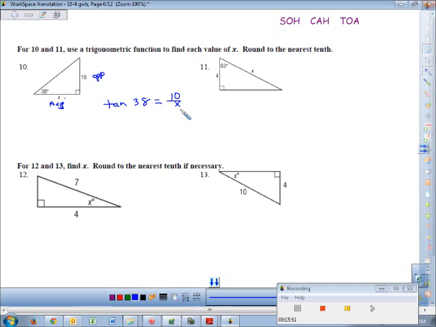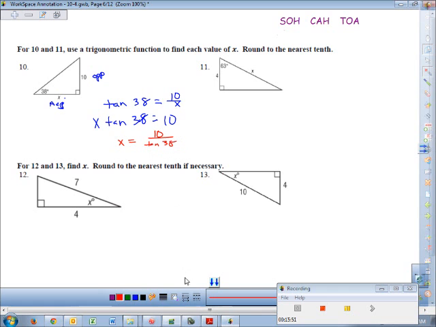Let's solve for x. Where's x? Upstairs or downstairs? We don't like that. Let's get rid of this divide by x by multiplying both sides by x. So x times the tangent of 38 equals 10. Then we divide both sides by the tangent of 38. Realize there are no 38s in this number at all. It is the tangent of 38 that we need to divide by. So x equals 10 over the tangent of 38.